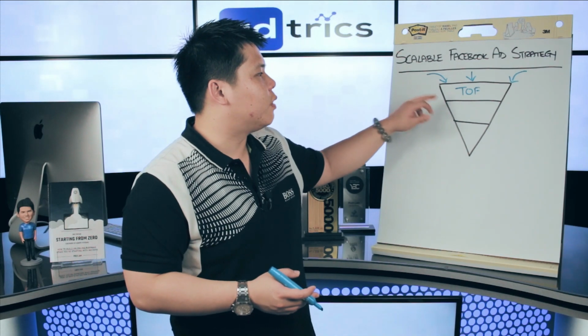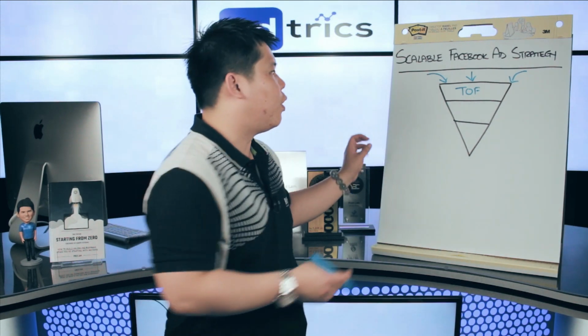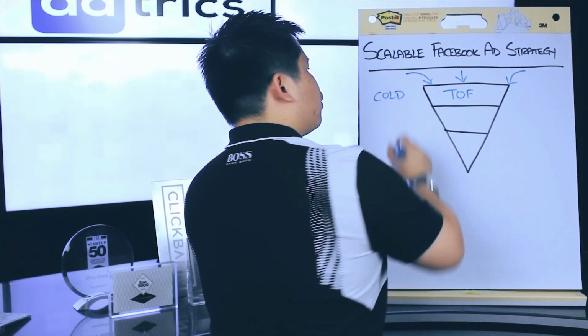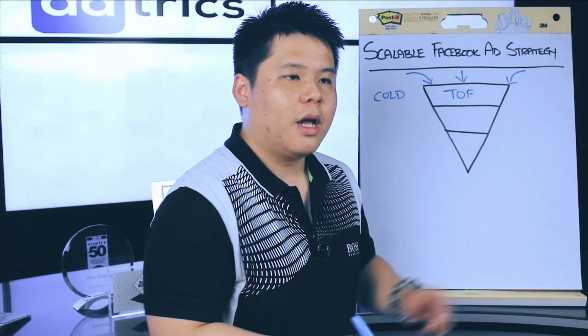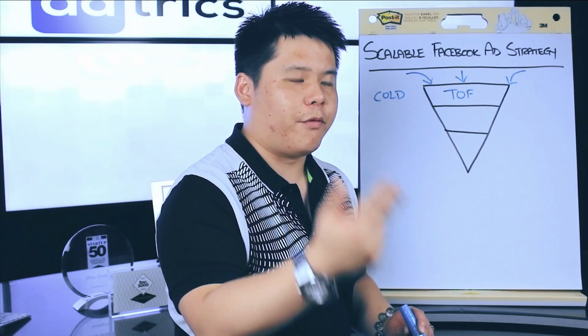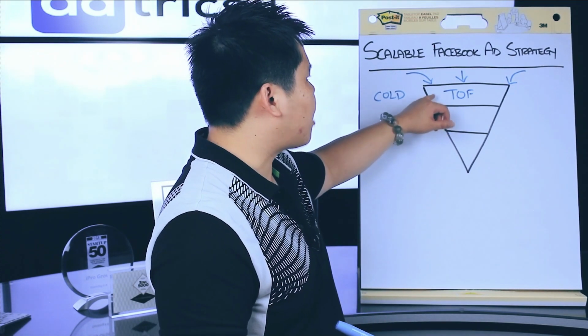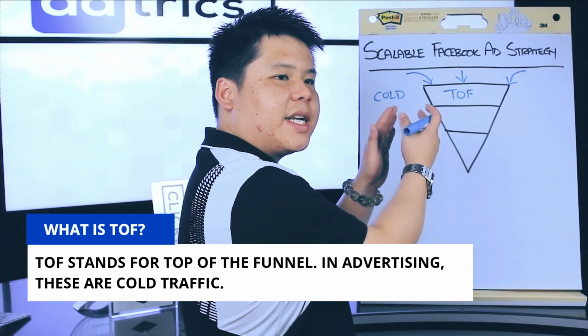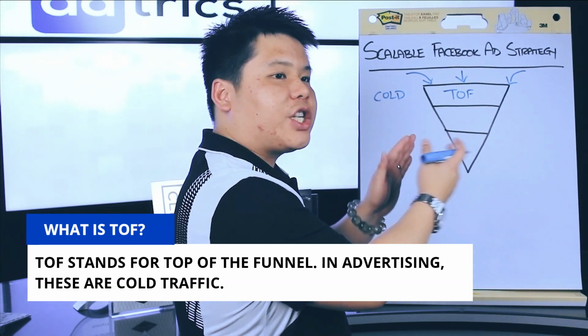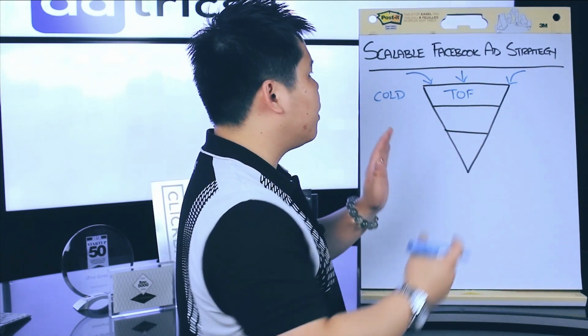With the top of the funnel, these are essentially people who don't know who you are at all. They're considered super cold traffic. They've never heard of you, never bought from you, and never dealt with your brand before. This is why the top of the funnel is always wider, because it should be the opportunity and ability for you to get the most people into your business.